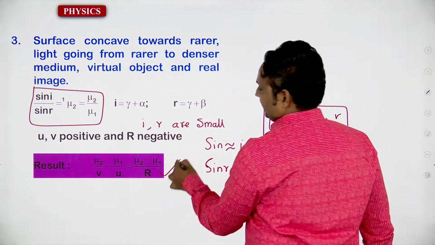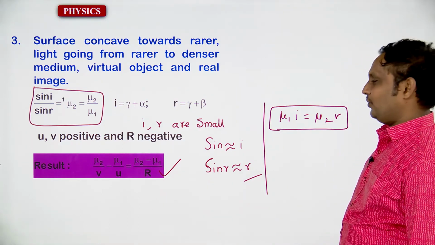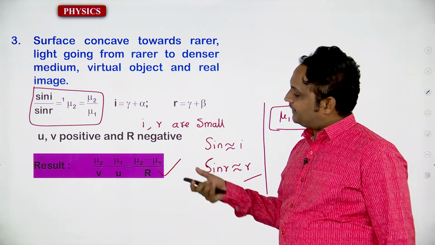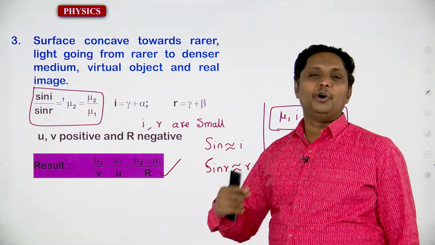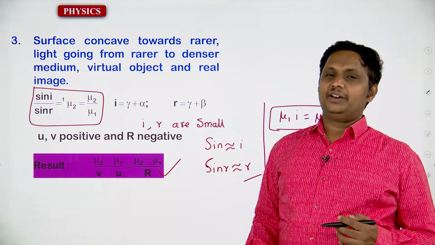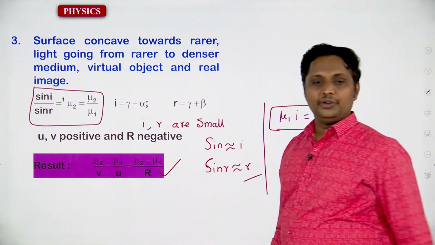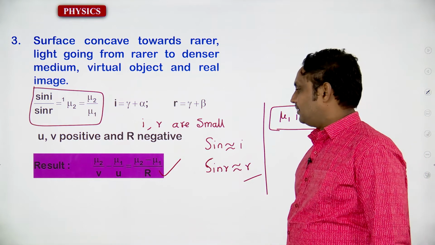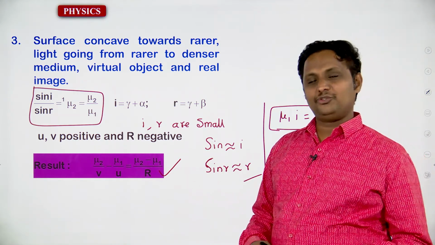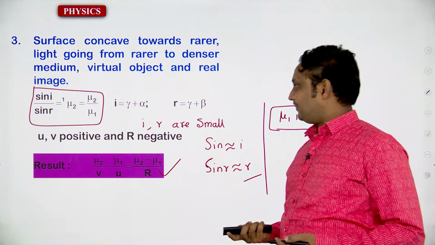Okay, let's have the final result. You are going to get mu2 by V minus mu1 by U is equal to mu2 minus mu1 by R. This is the result which frames the relation among the parameters: object distance, image distance and the radius of curvature. We can easily get this. So if you get this, you can easily solve for where the image is going to be formed, and the nature of the image is also going to be identified.